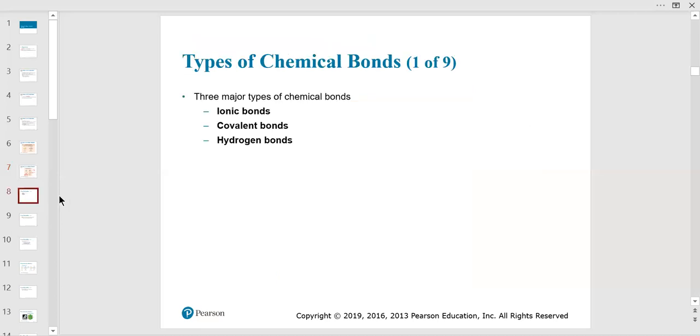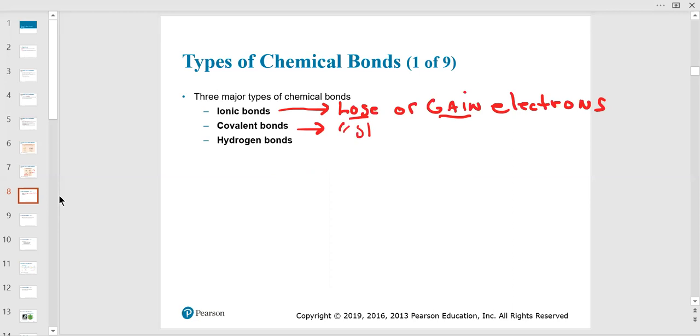Again, this is going to be a little repetitive, but it's all good. These are the 3 types of bonds. Ionic bonds, and this is what you should know, this is important: ionic bonds are where atoms lose or gain electrons. Losing and gaining are the keywords there. Covalent bonds are going to be sharing electrons, or pairs of electrons.